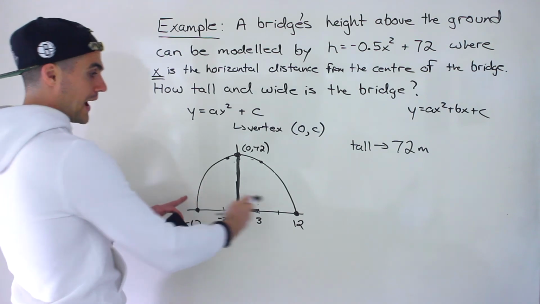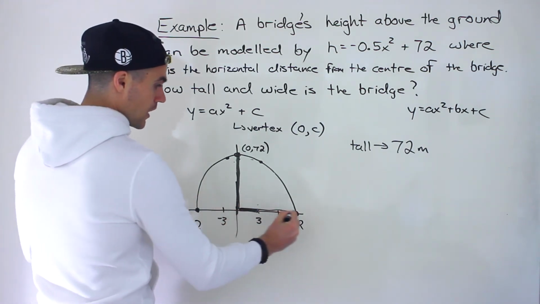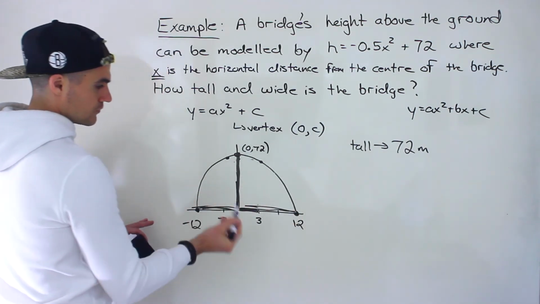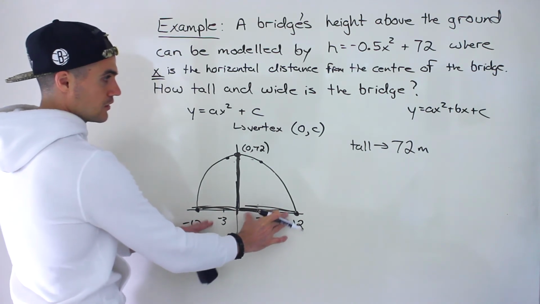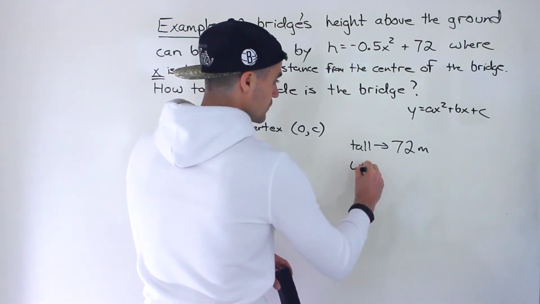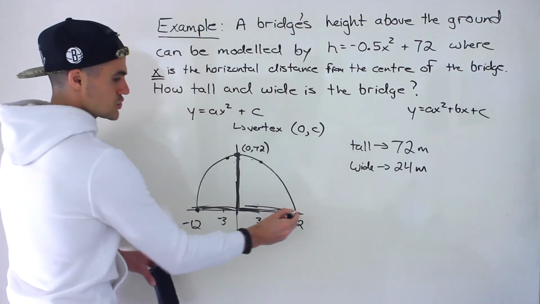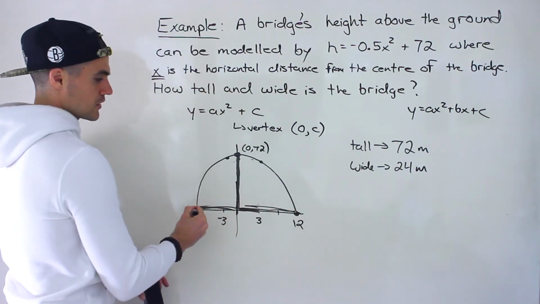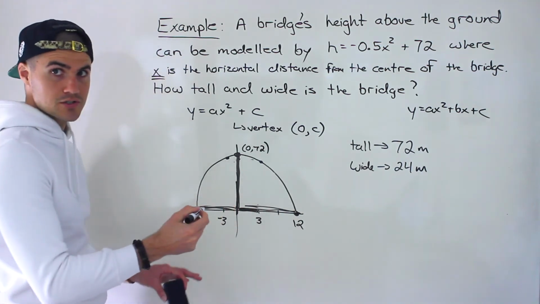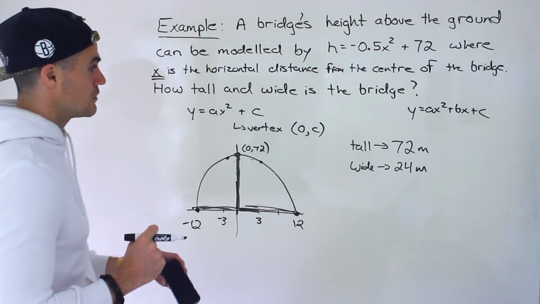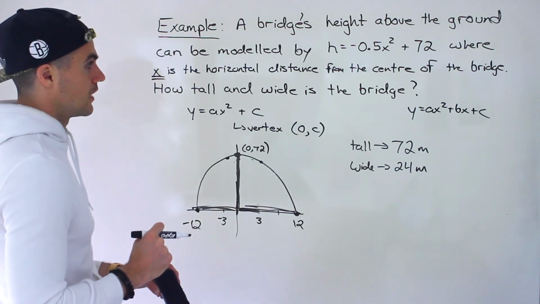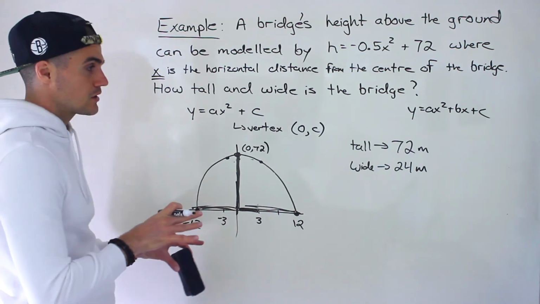And then how wide is it? Well, notice that it's 12 plus 12, right? So two 12s over here, which would give us 24 meters, right? So you've got to get these two intercepts over here, and then the distance between the two intercepts is going to be how wide the bridge is. Right, so that's one scenario that you can run into.